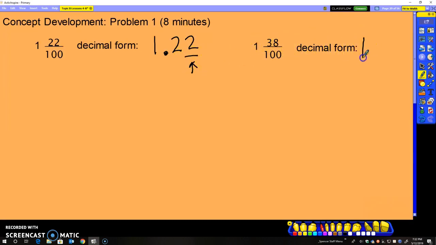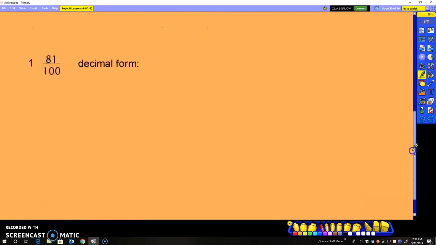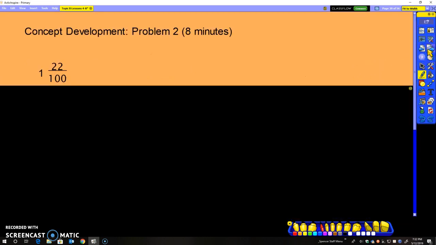Same thing here. I have 1.38, 1 and 38 hundredths. One more here. 1 and 81 hundredths. That's pretty easy peasy. You just have to be careful that everything's in the right place values. Okay. Let's keep moving along.